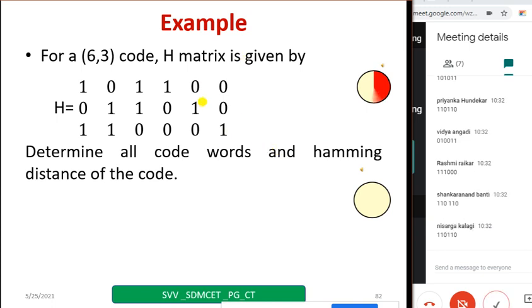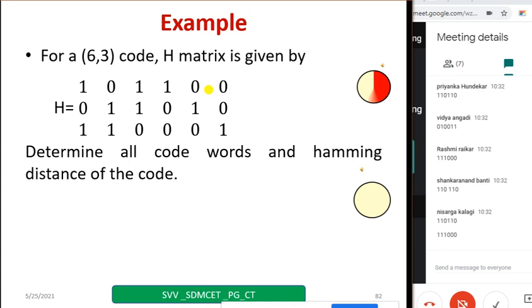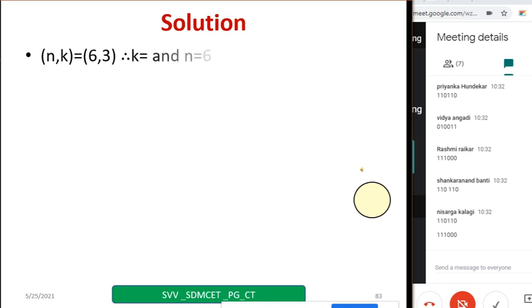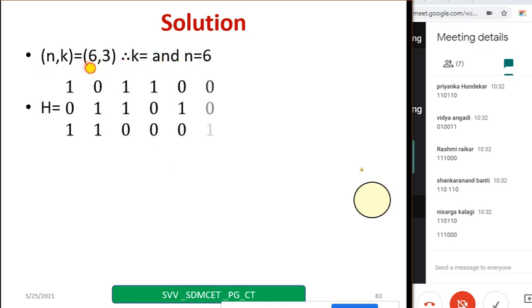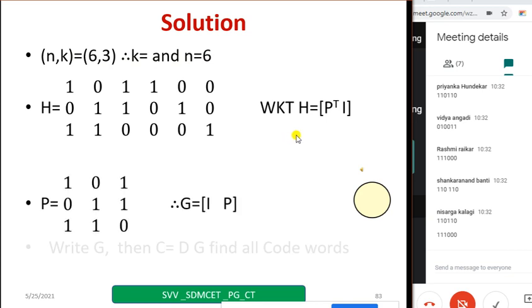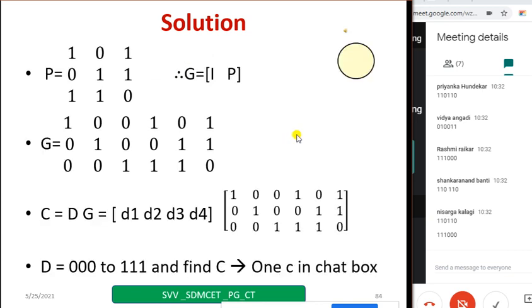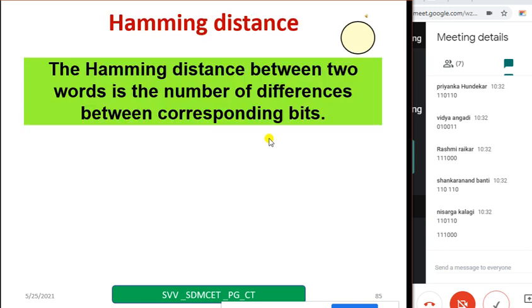So then, hope all of you have understood how to find out the code words. Now let us go to how to find out the Hamming distance of a code. (n,k) = (6,3) is given, k equal to 3, n equal to 6, and n minus k equal to 3. These we have already done. Let me skip how to find out C, as most of you have shown.